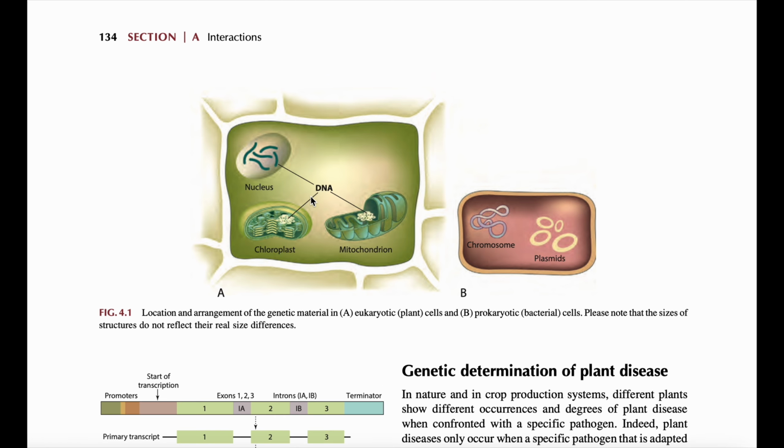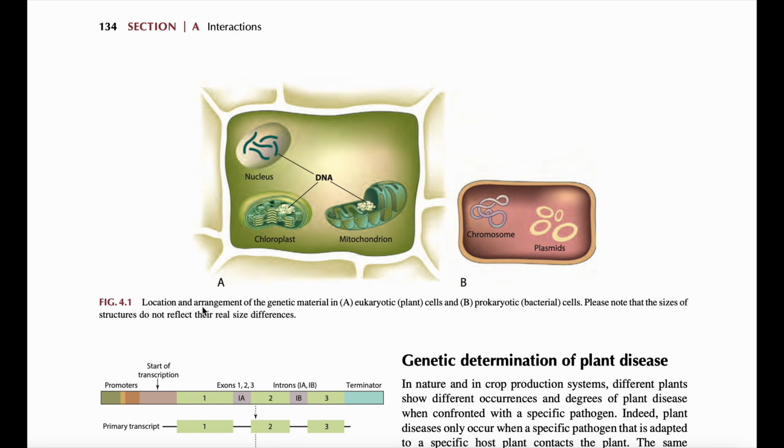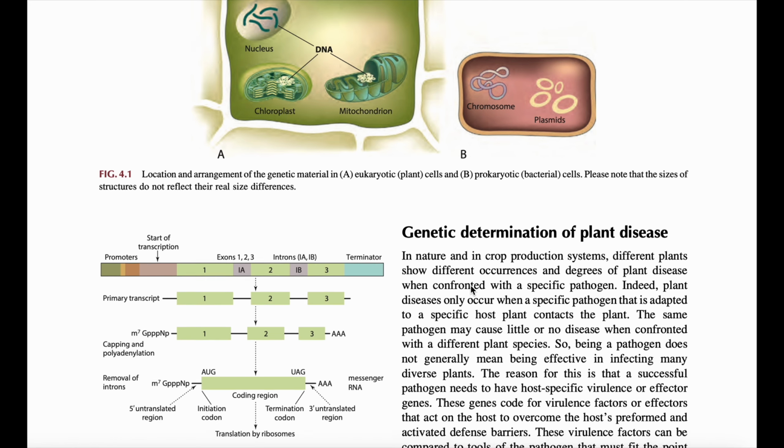If we look at this diagram, what they are saying is the location and arrangement of genetic material. In eukaryotes, we will see DNA in the nucleus, mitochondria and chloroplast. Obviously chloroplast is present in plant cells. And in prokaryotic cells such as bacteria, we can see DNA only in the chromosome and plasmid. The plasmid is extra-chromosomal DNA, and it is circular in shape, right?